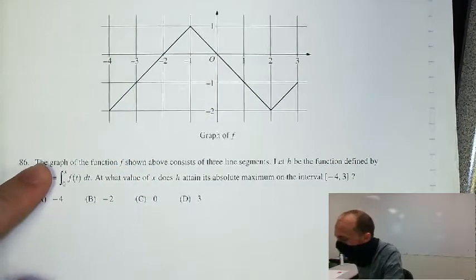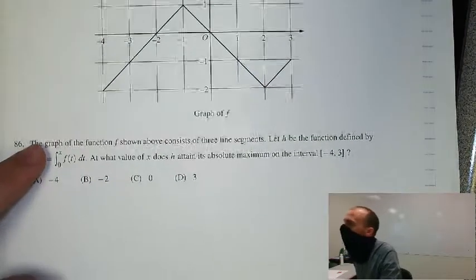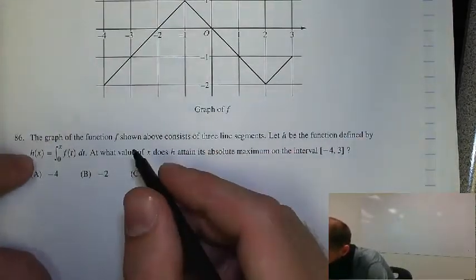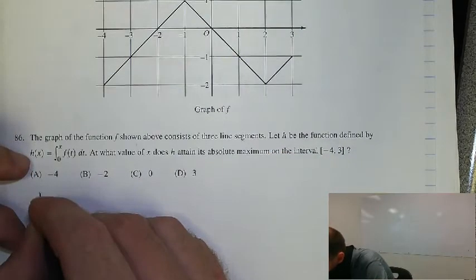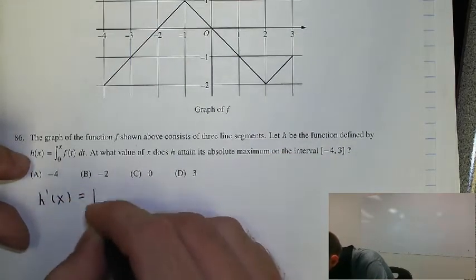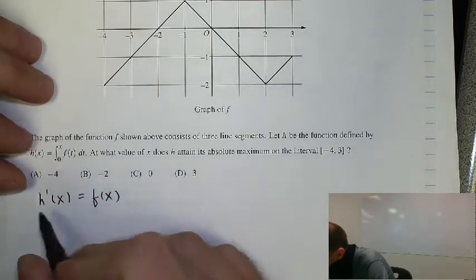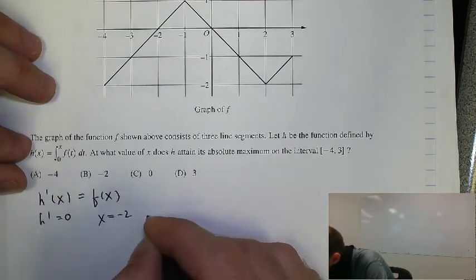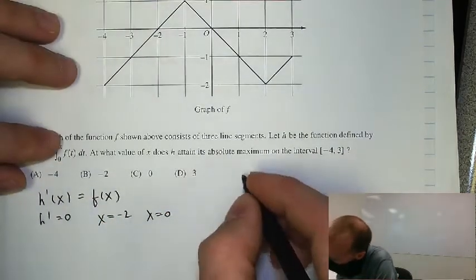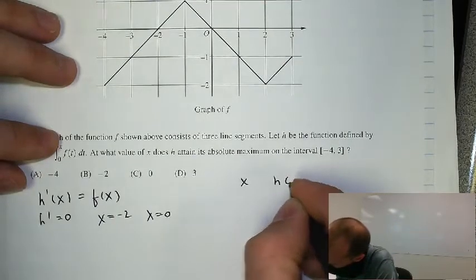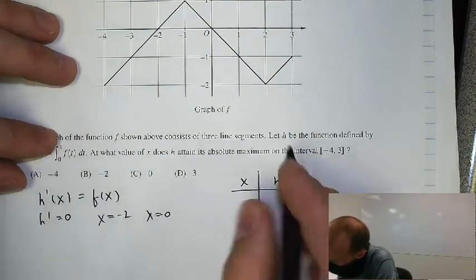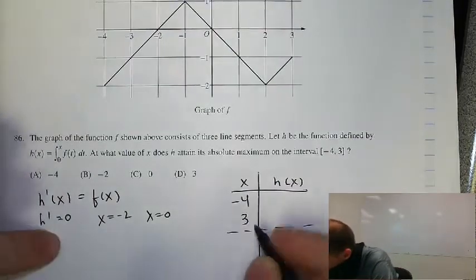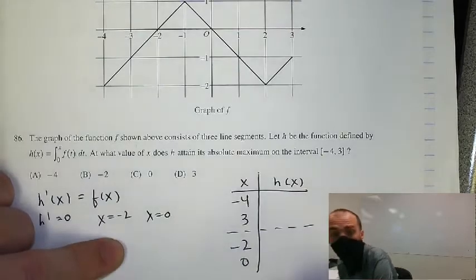But let's see. Maybe I can actually work through this one for you. The points that I need to be considering are the endpoints and the critical points. H prime of x is equal to f of x. And so h prime equals 0 when f is equal to 0, at x equals -2 and x equals 0. So I need to compare x and h of x. I need to consider the endpoints, -4 and 3, and the critical points, -2 and 0.